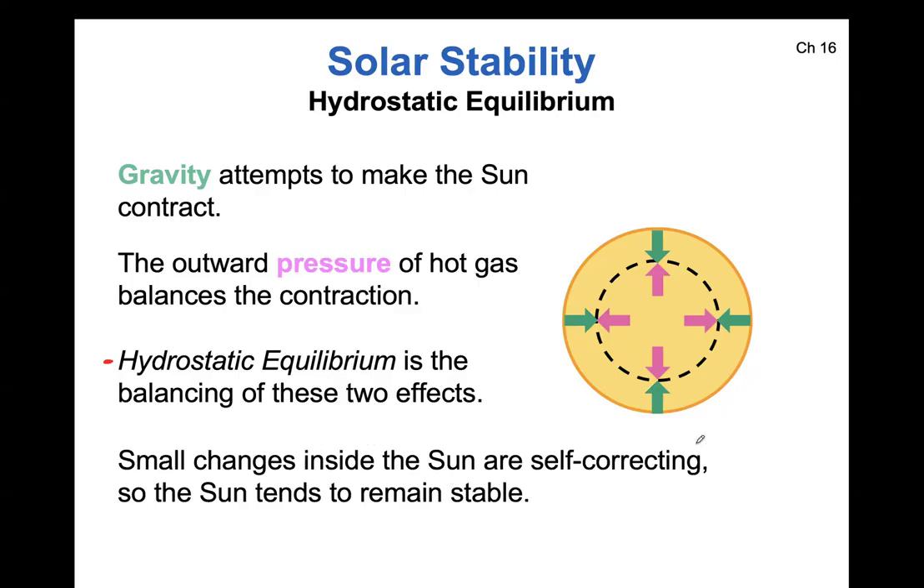So does it just stay totally balanced all the time? Of course not, right? There are always things that cause perturbations. Perturbation is a term that astronomers love. It just means some small disruption, some small change. And small changes inside the sun are self-correcting, because otherwise the sun wouldn't be stable. So the sun is in an equilibrium, and the type is a stable equilibrium.